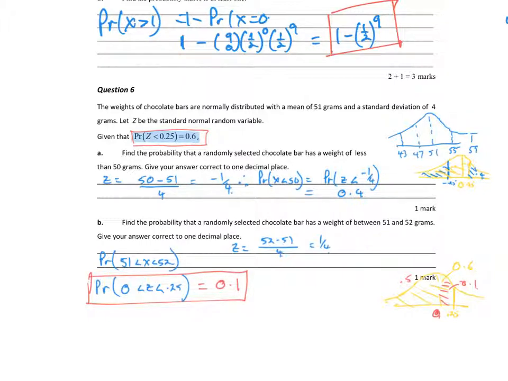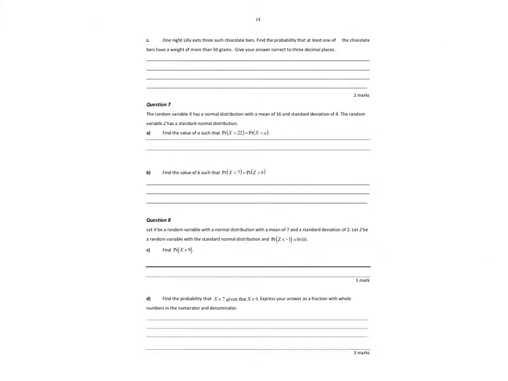Couple to go. Wait, wrong one. We're still going. I can check where 50 is. A weight of less than 50 grams is 0.4. Oh, Lily is now eating chocolate bars. One night, Lily eats 3 chocolate bars. Find the probability that at least one of the chocolate bars has a weight of more than 50 grams. So we spoke about that previously.